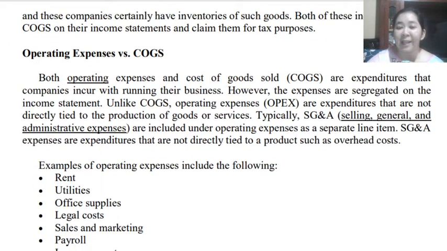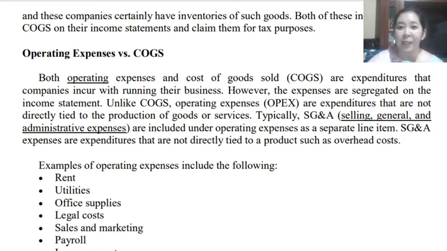What about operating expenses? Both operating expenses and cost of goods sold are expenses that the company incurs in running their day-to-day business. However, these expenses are segregated in our income statement. Your cost of goods sold are expenditures that are directly related to production, while your operating expenses are expenditures that are not directly tied to the production of goods or rendering of services.